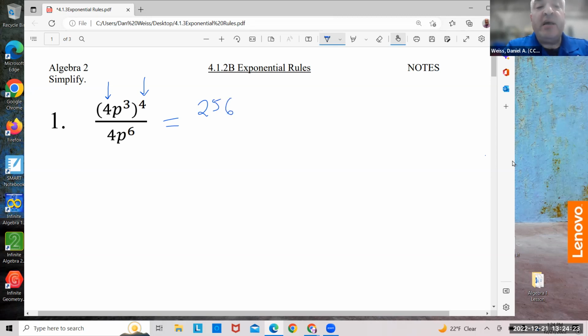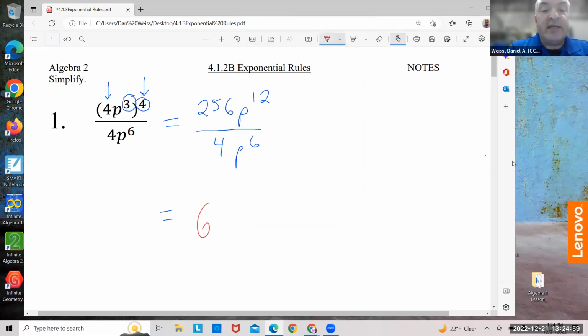And then p to the 3 times 4. We multiply this 3 times this 4, p to the 12th, divided by 4p to the 6th. Now, you remember what we do here? We do 256 divided by 4. What's 256 divided by 4? 256 divided by 4 is 64.